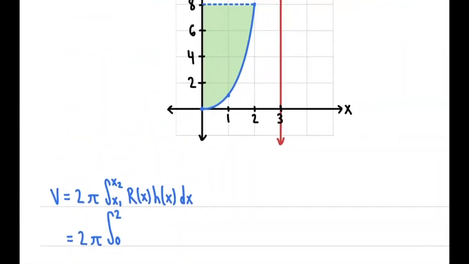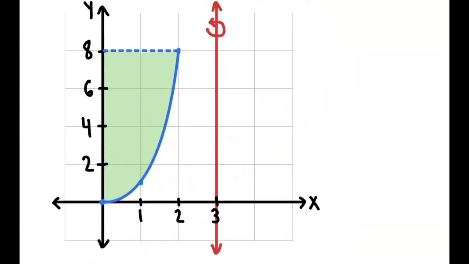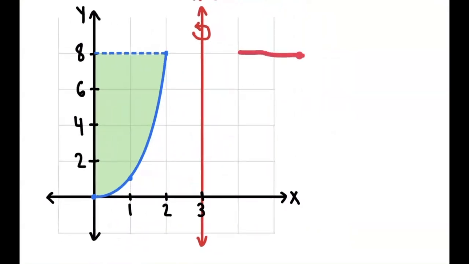Think very carefully here, guys. What is the radius function? Yes. Radius. Is it 3 minus x? Yes, that's right. Yes, he stole my thunder, man. That's what I was going to say.